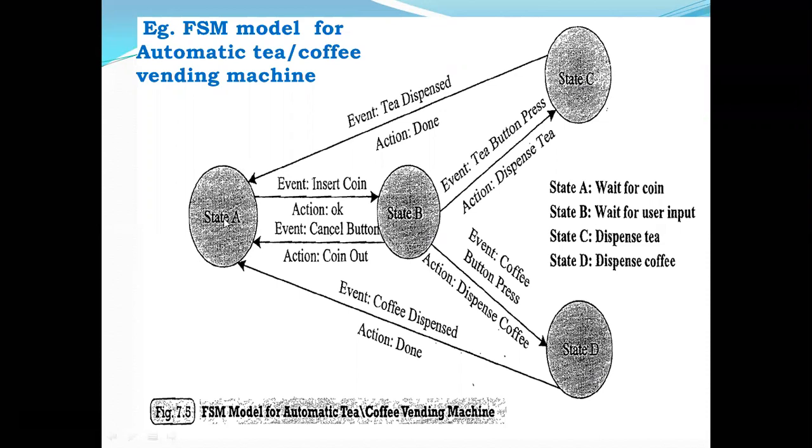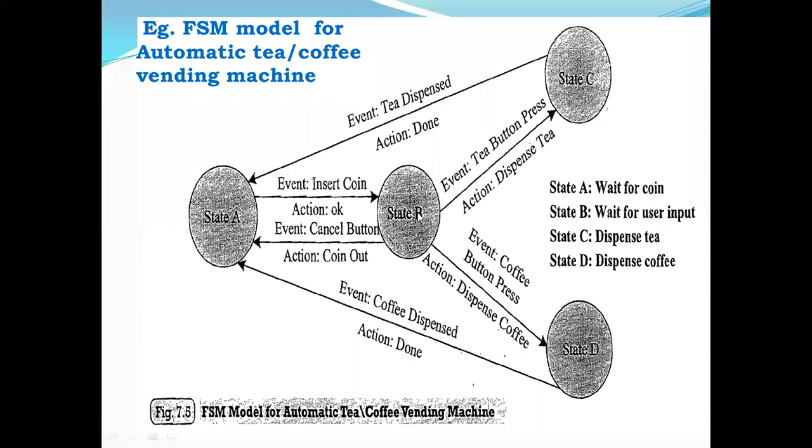So state A is nothing but what? First you are standing in front. This is the current situation. Before putting the coin, you are in this state. Then what event is happening? You are inserting the coin. After that event happens, what will happen? It will ask for the user input. It will display on the screen either coffee or tea. This is the current situation at that time.